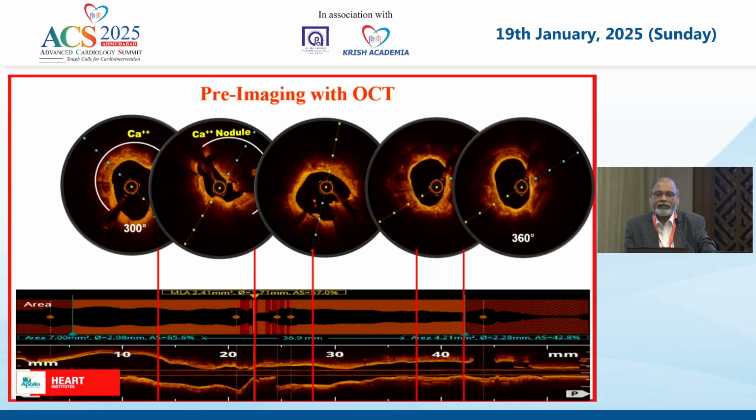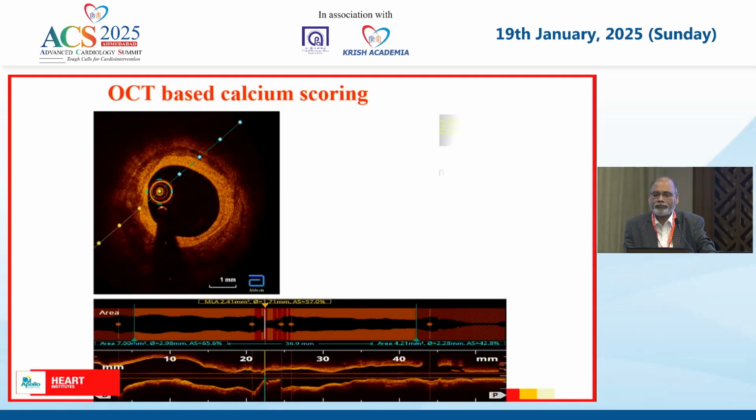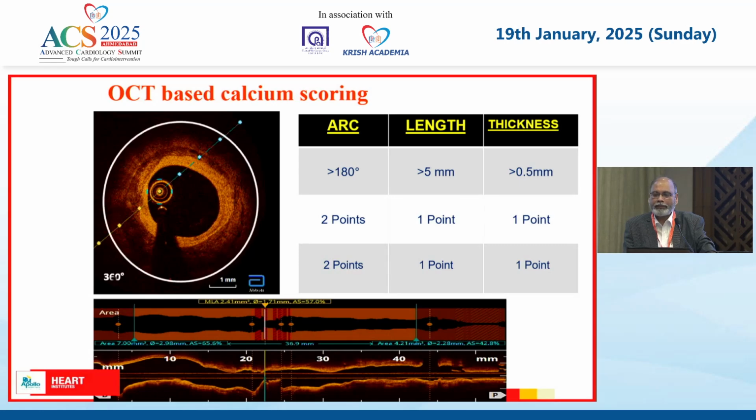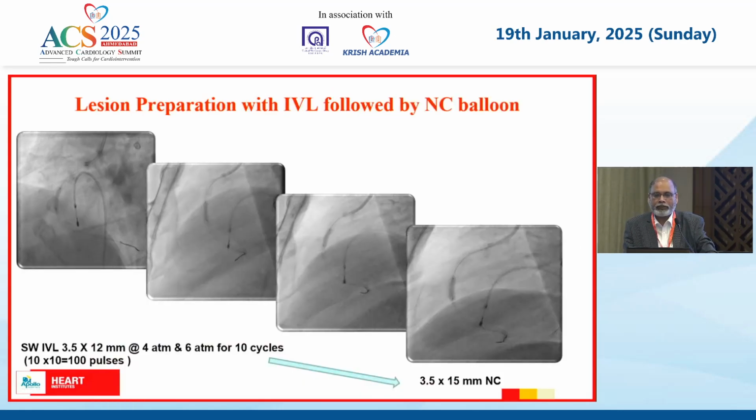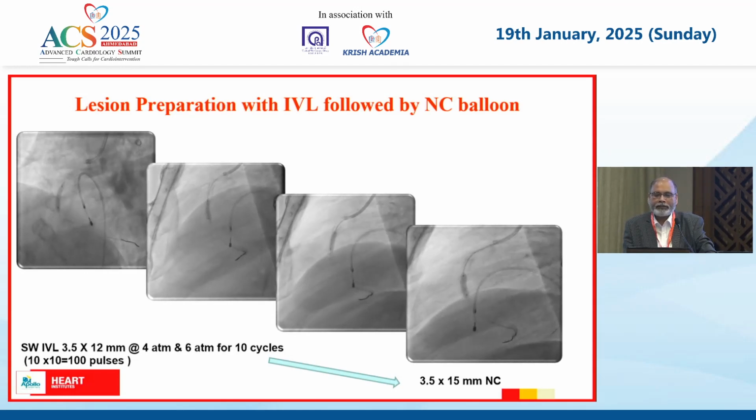There is 360 degrees of calcium, there is a calcium nodule. So naturally, you have to debulk this lesion, and the way to do it best is what I thought based on the calcium scoring. The calcium scoring had 2 points for the arc, 1 point for the length, and 1 point for the thickness. So naturally go for a higher modality of debulking, and the best I could use was IVL followed by an NC balloon, and that did the trick.